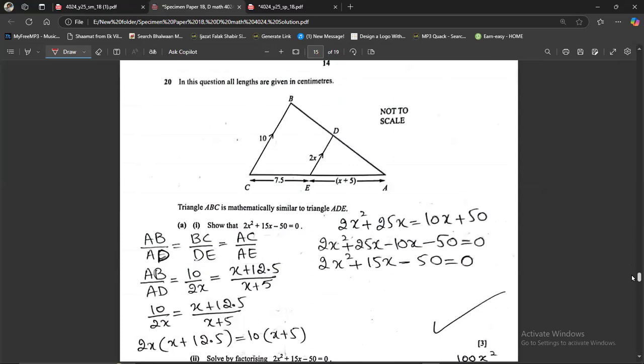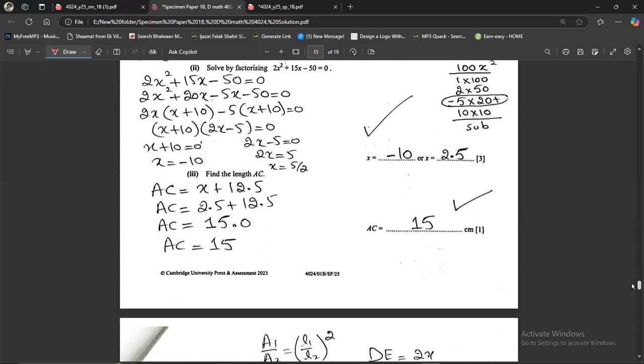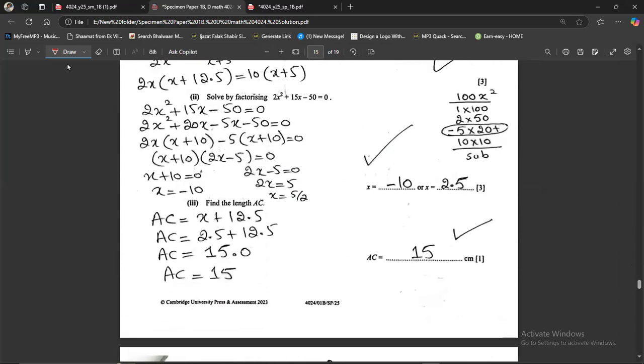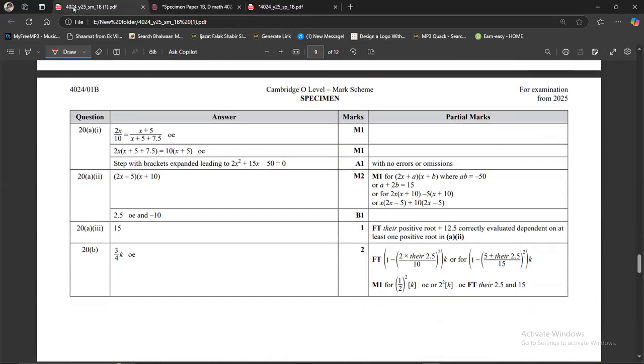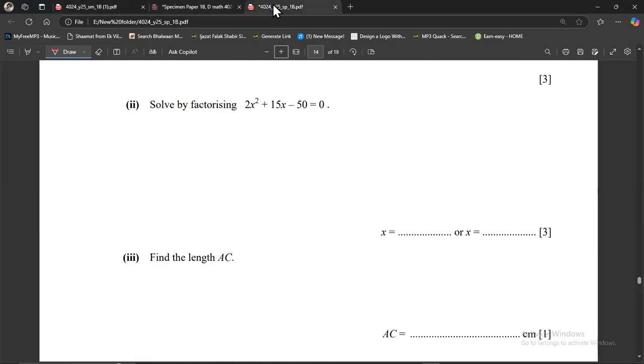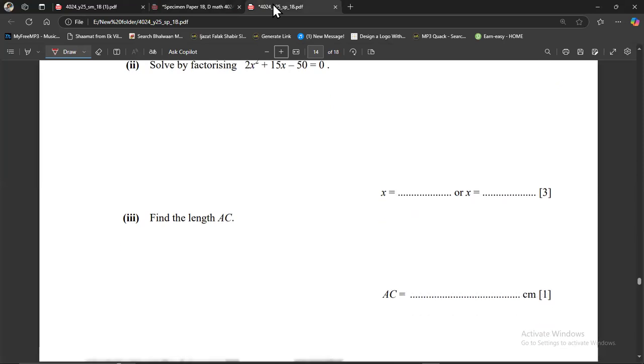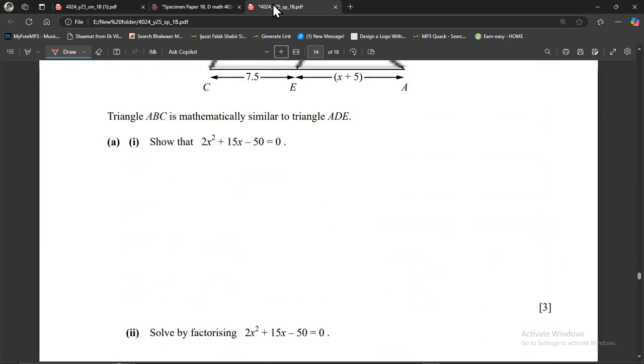Let me reduce the size so the whole thing can be visible to you. Okay, so the value of x which is negative, we will not use in the next part. Let me take out the answers here. Okay, so we are here, so you can see this answer, right. Now, then they say find the length of the AC. It's a 1 mark question. We know the value of x now.